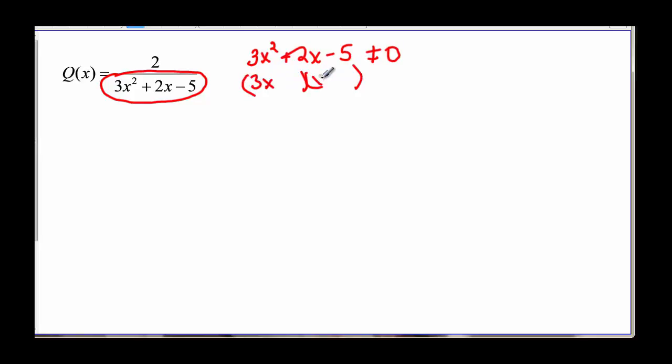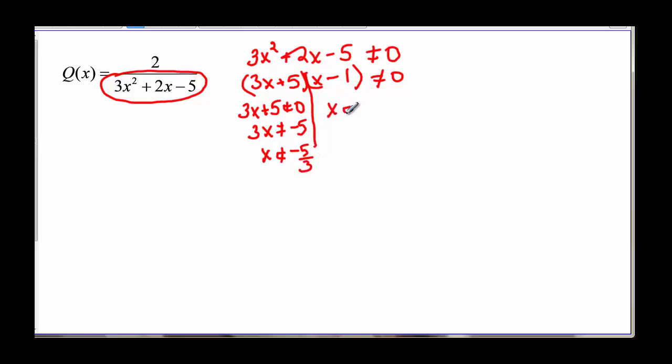So 3x and x, and I need factors of 5 that will give me 2, and it's a -5, so that tells me that I need to have 3 and 5, the difference would be 2. So I need a +5 and a -1. So I set these now equal to not 0. And 3x will be not equal to -5. And x is not equal to -5/3.